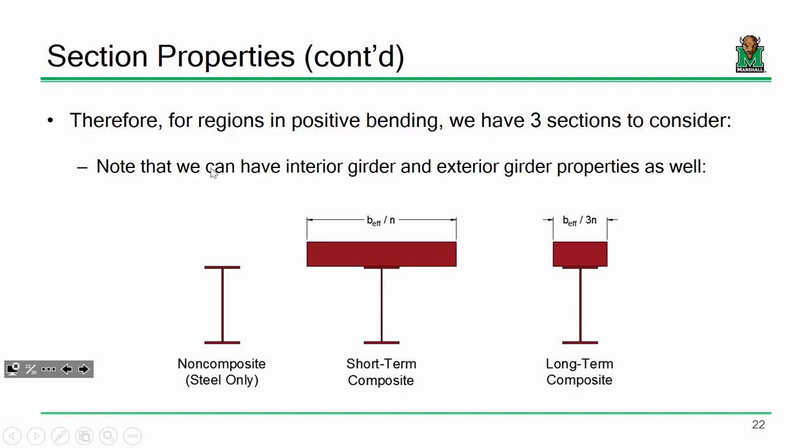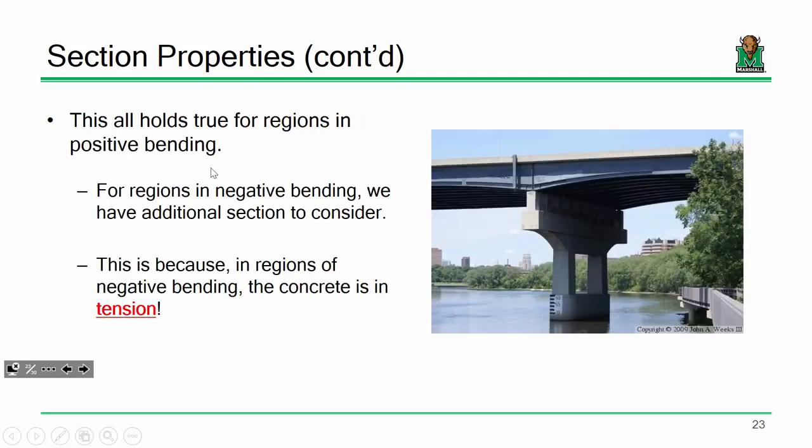Make sense? And then keep in mind, these two can be different if you're looking at interior girders versus exterior girders, because that dimension can be different. Everybody good? Now, that's the positive bending region, the smiley face, where the concrete is in compression. When the concrete is in tension, we have another one we have to consider.